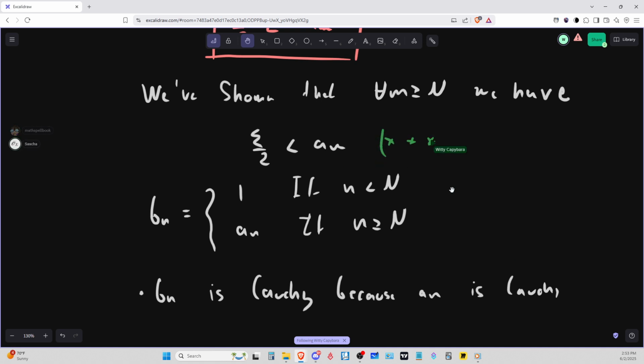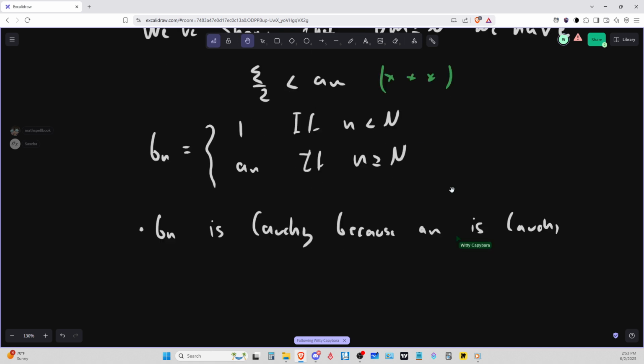And maybe I can write this as triple star. And from triple star, it follows that Bn is strictly positive.